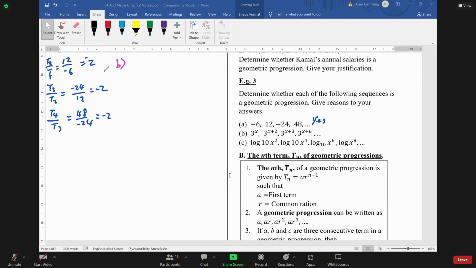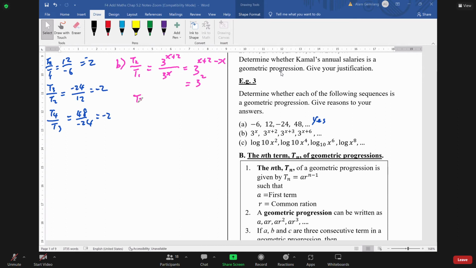B is that. So T2 divided by T1. So that is 3 power x plus 2 divided by 3 power x, right? So we say this is x plus 2 divided by x, what? Minus x, right? So you get, it's actually 3 squared. Right? 3 squared is 9.